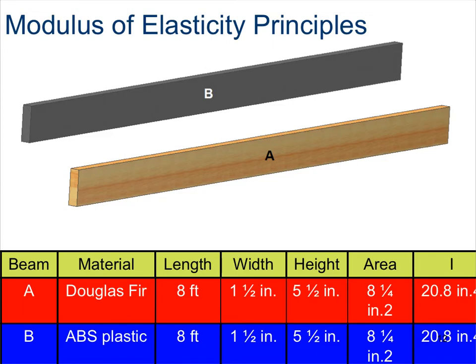The lengths of both beams are the exact same. They're both 8 feet, and they're both standing up in the vertical orientation with a width of 1/2 inch and a height of 5.5 inches. The area of both beams are identical at 8.25 square inches, and the moment of inertia for both of these are exactly 20.8 quad inches.